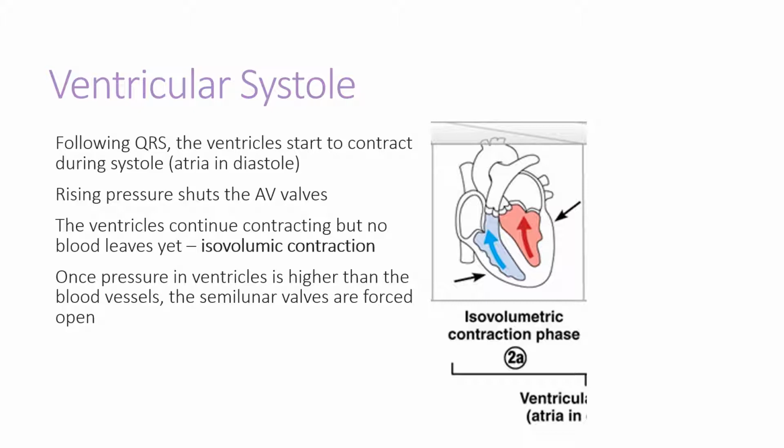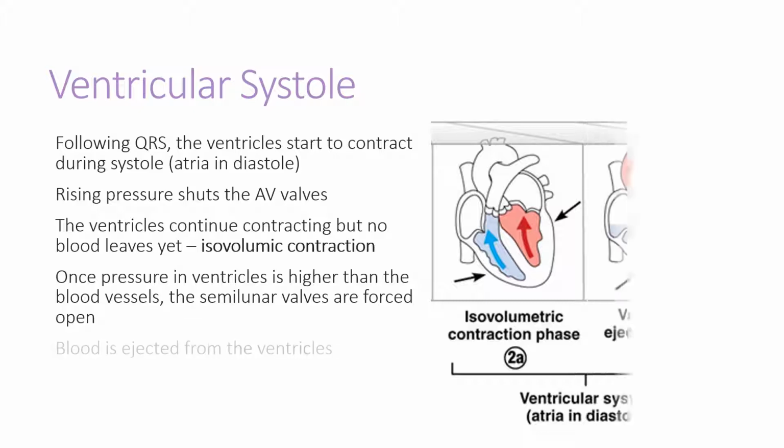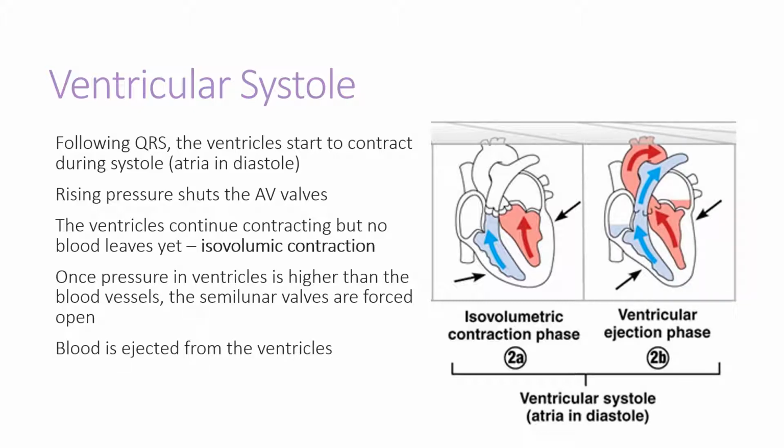However, as those ventricles continue to contract, the pressure within the ventricle continues to increase. Once the pressure in the ventricle is higher than the pressure on the other side of the semilunar valve, the semilunar valves are forced open and blood starts to get ejected out of the ventricles, into the aorta and into the pulmonary trunk.